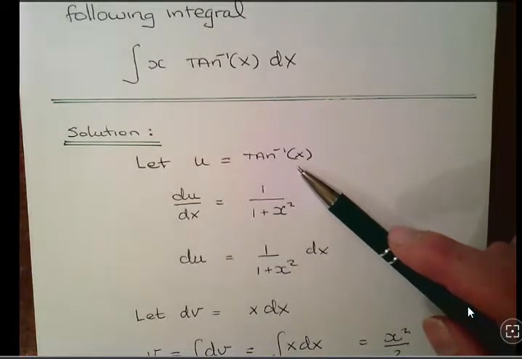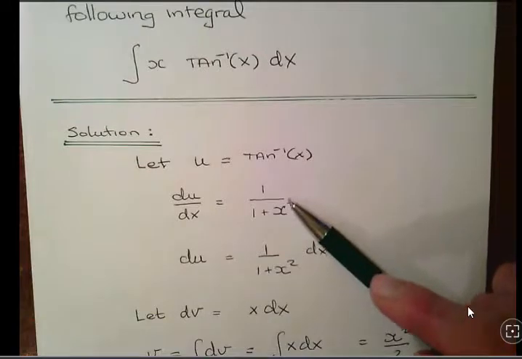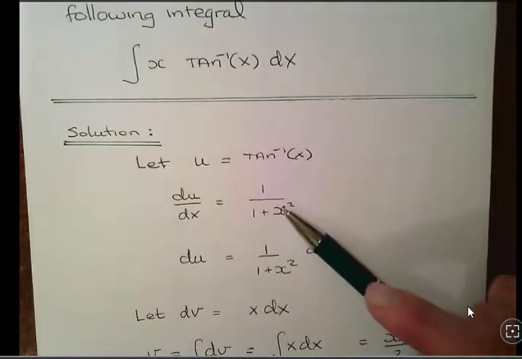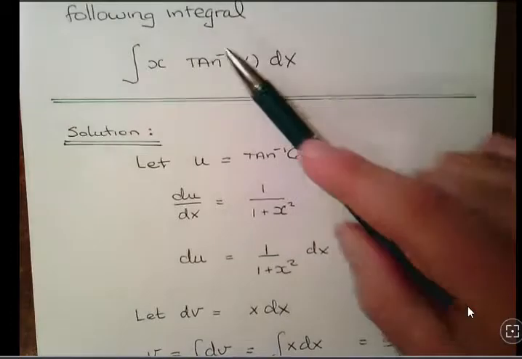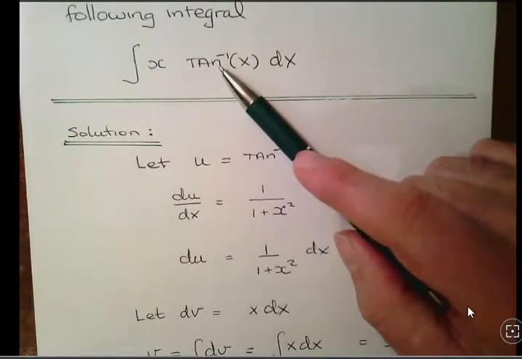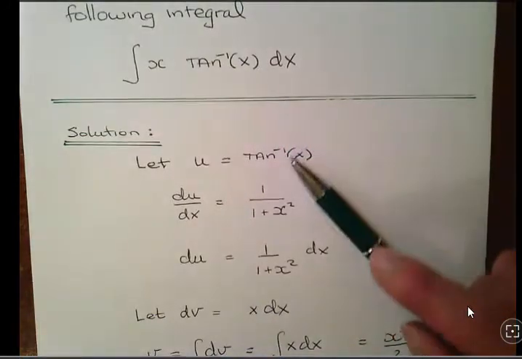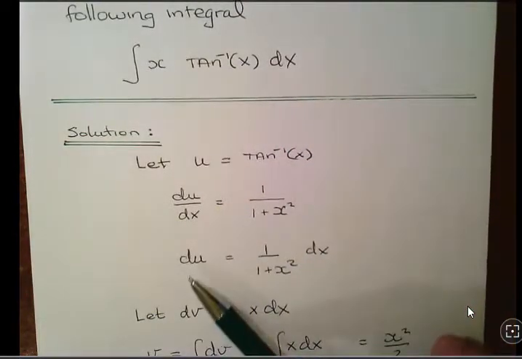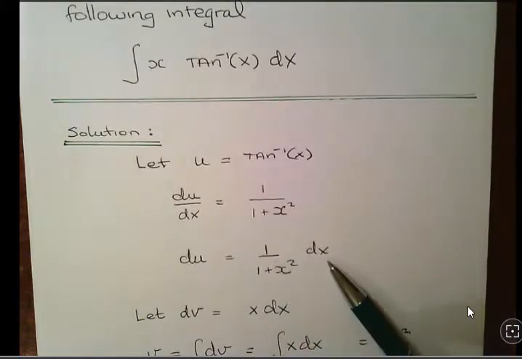This is a bit of a trick. The derivative of tan to the minus 1 of x is 1 over 1 plus x squared. So that's just an informed decision. When you get something that looks really awkward, check the formula sheet because it might turn out to be something practical. So du is equal to 1 over 1 plus x squared dx.